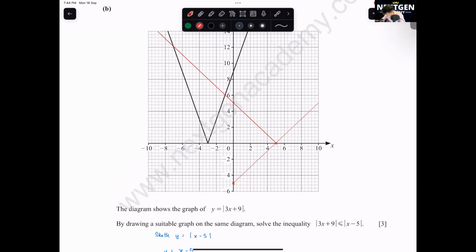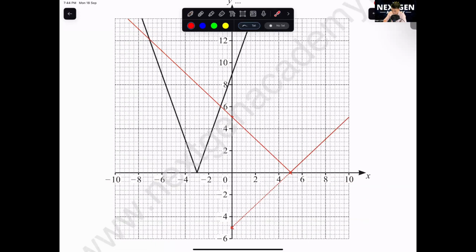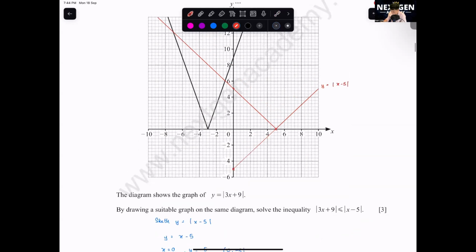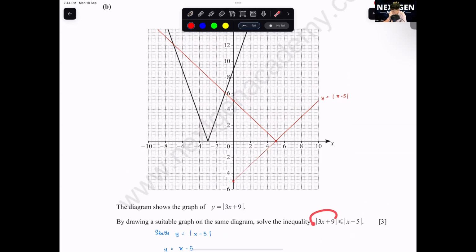Okay, you have to draw it as accurately as you can, because we need to read from the graph itself. Okay, don't just do a rough estimate. And normally you should get a nice value here. Okay, so this is y equals modulus of x minus 5. We want to solve where this graph is less than this red colored graph that we just drew. Less than means the lower part. Okay, that means we want to find how we express this region over here.